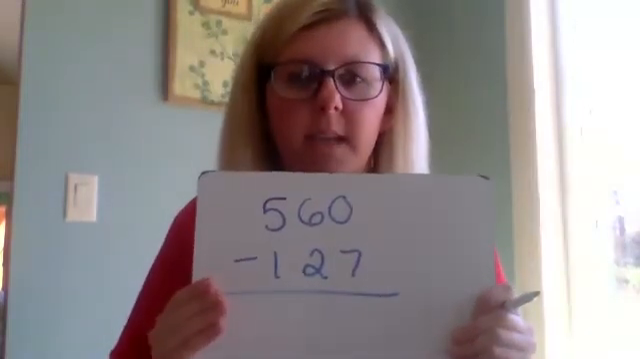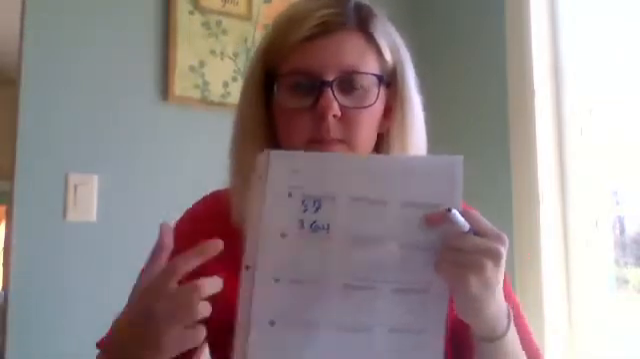The next one says 560 minus 127. That's the second one on number 1. Now, so I need 500s. 1, 2, 3, 4, 5. 6 tens. 1, 2, 3, 4, 5, 6. I don't need any ones.